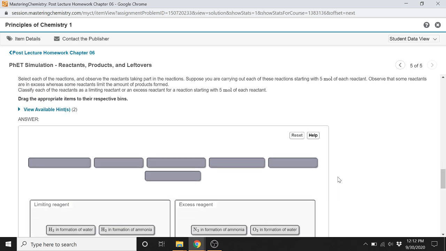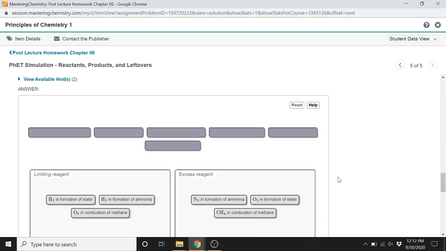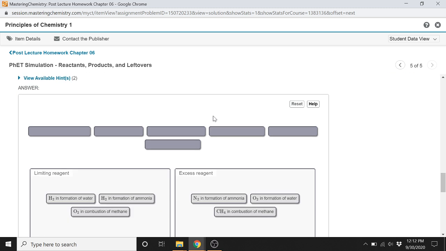Okay, so what you have here is, I guess I'm just going to have to work off this here. Okay, so you have these different reactions, which you were supposed to look at in that previous part, right?